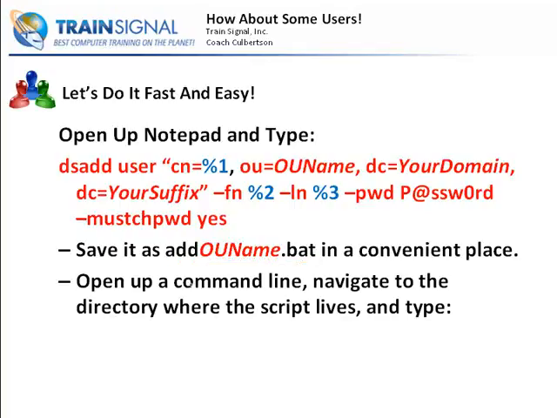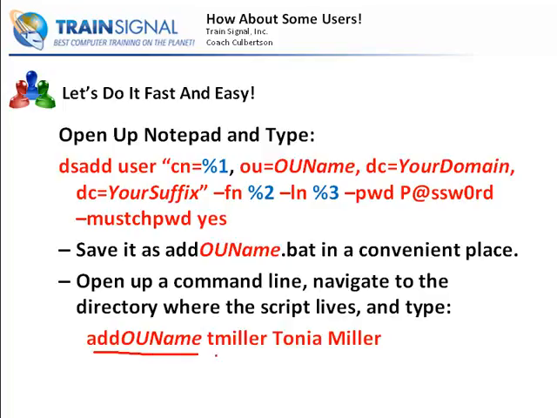Then we're going to open up a command line. We're going to navigate to whatever folder this file, add ouname.bat, lives in. And then we're going to type something as simple as add, whatever the OU name is. We're going to add in the username, their first name and last name, and that's it. So what we're going to be doing is reducing all that clicking and typing down to one line of text.